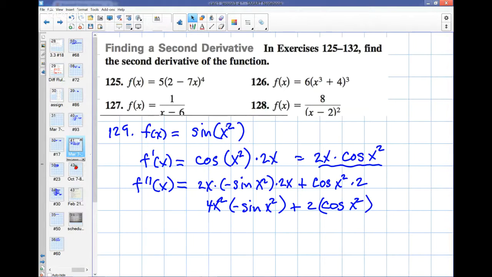I mean, you know what I maybe should have done is I could have taken this negative sign here. Probably a little neater is take this negative sign and stick it out in front. That's about the only thing I can think of that would put it in a better format.